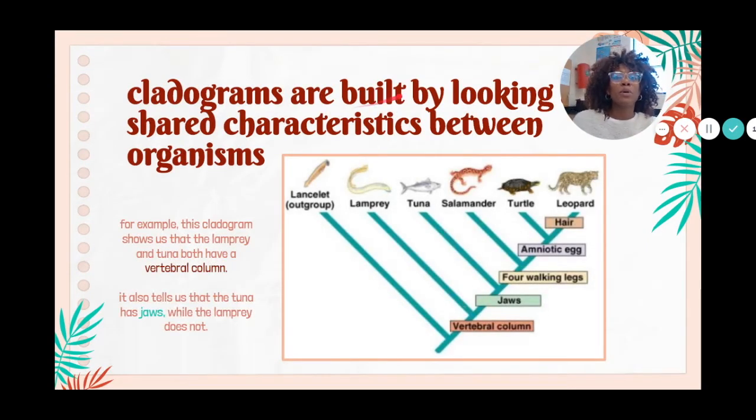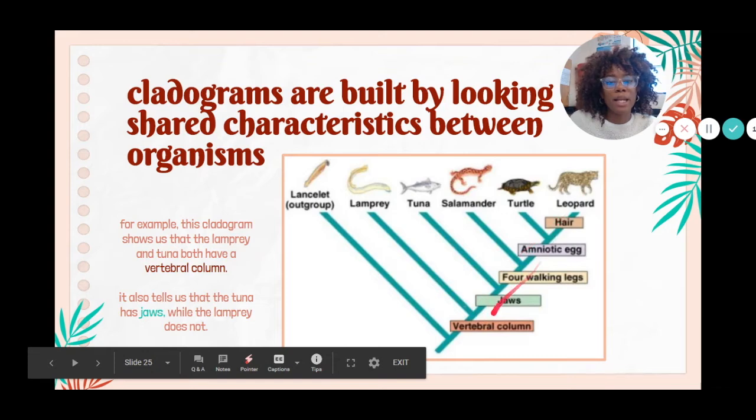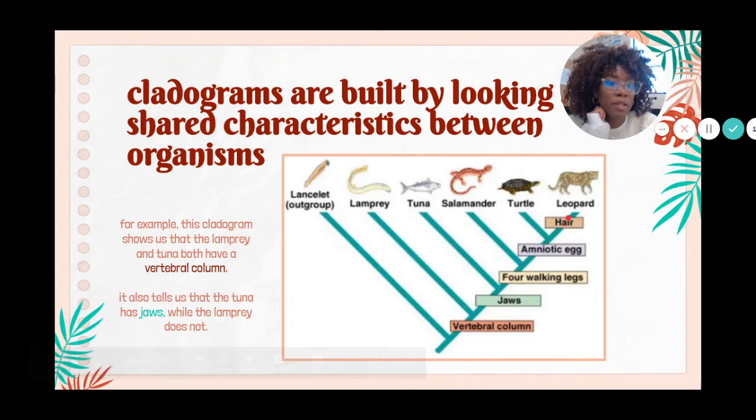Again, cladograms are built by looking at shared characteristics, so what organisms have in common. Let's say we have lancelet, lamprey, tuna, salamander, turtle, and leopard. We have these different organisms and we're organizing them based off of what they have in common with each other. So we have a primary branch, and then we have these secondary branches that come off of it. On the primary branch, we also have listed some characteristics of these organisms. If I take my finger and start here at the beginning, this is the beginning, and I'm going to move my finger along, and this is showing time. So over time, this is happening.